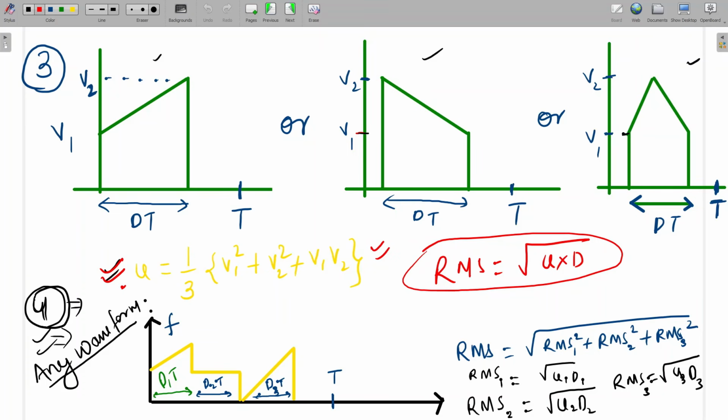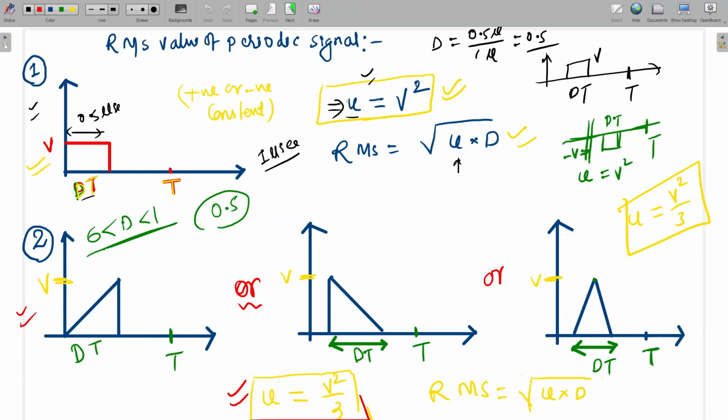Sir, this you have calculated from the formula. Okay, this u I am defining as one function. For these three types of waveform, u I am defining as one function. So for constant, what will be the value of u? U is equal to constant square. For triangular wave, what will be the value of u? U is equal to peak square by 3.